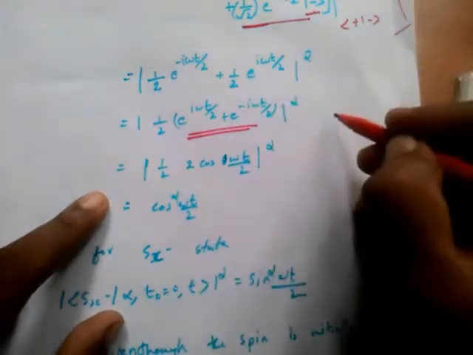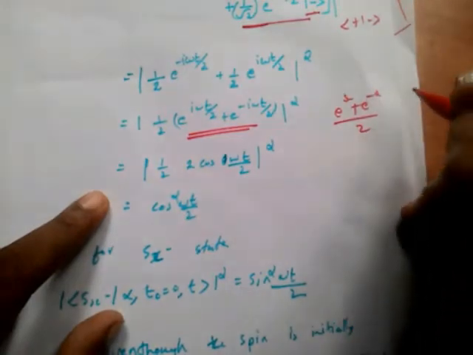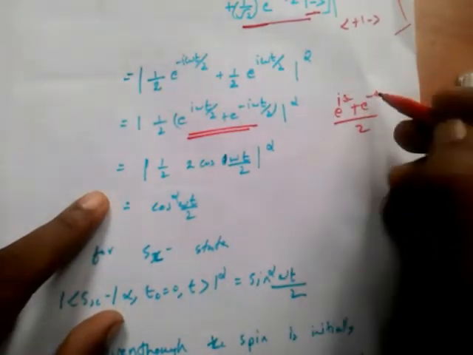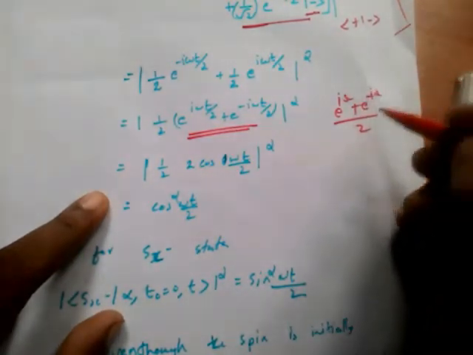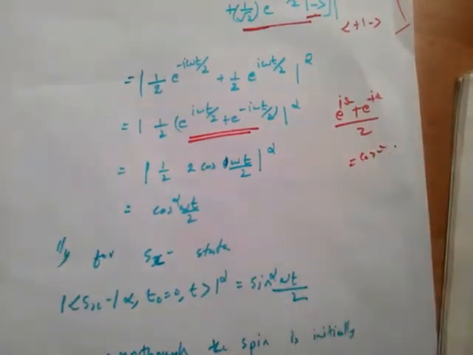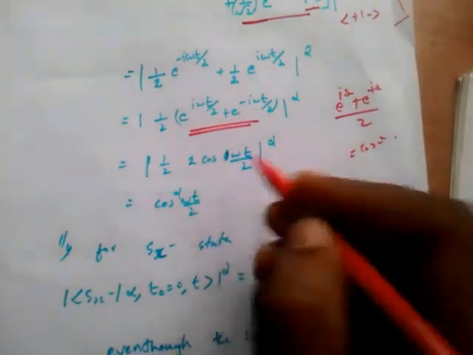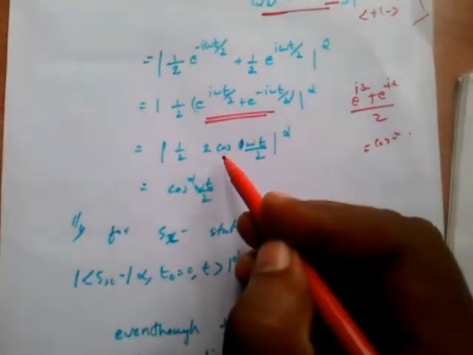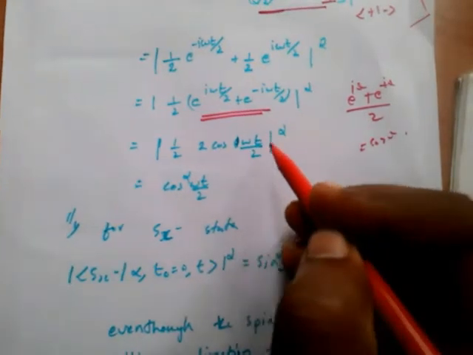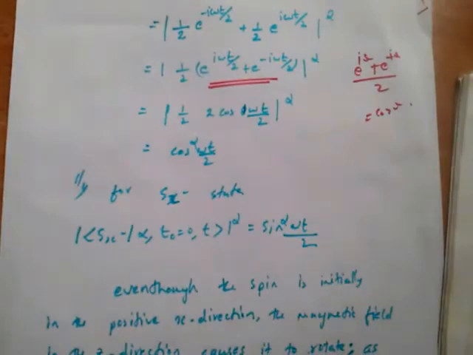Because (e raised to i theta plus e raised to minus i theta) over 2 is equal to cos theta. Using this identity we have reached in this step, that is equal to 1 by 2 cos omega t over 2, whole square. That is equal to cos square omega t over 2.